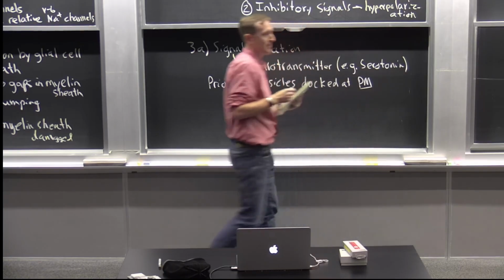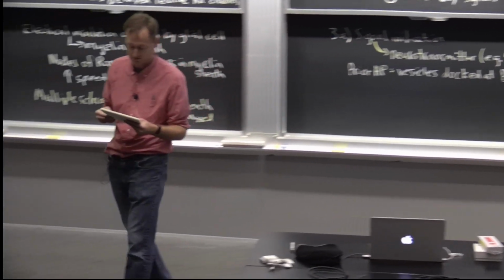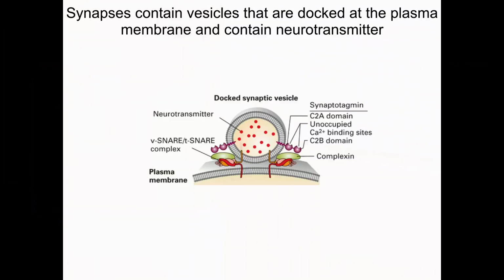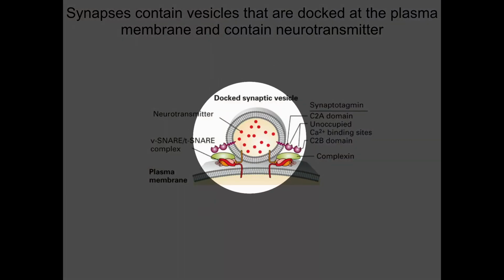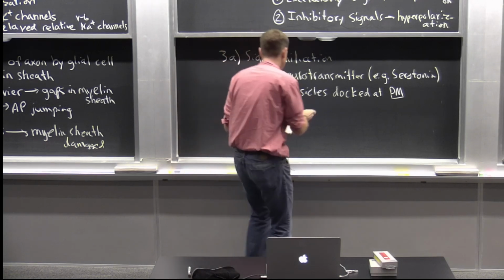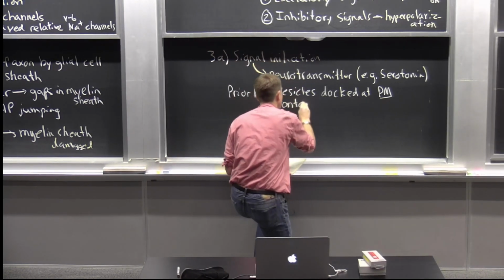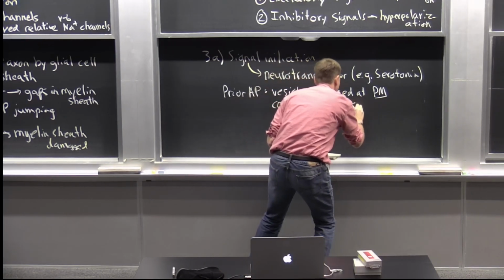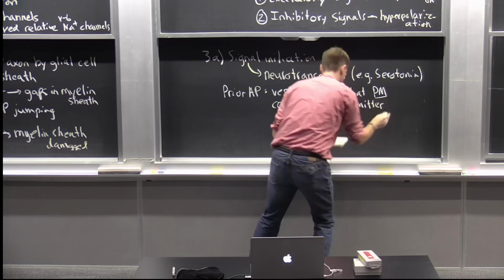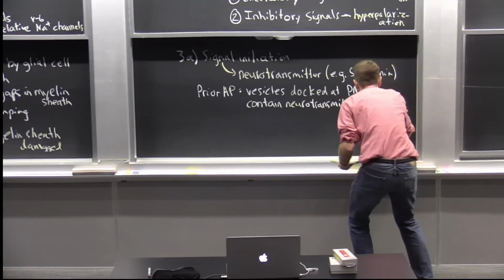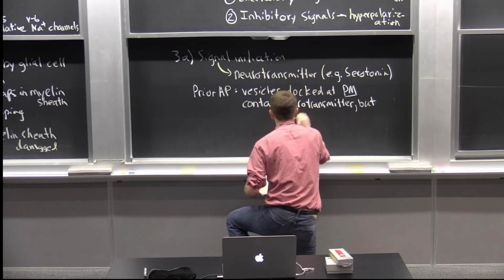I abbreviate plasma membrane PM just so I don't have to write it out, okay? So these contain neurotransmitter, right? But you see in this docked vesicle, the neurotransmitter is in red, and it can't get out if that vesicle does not fuse with the plasma membrane. So these contain neurotransmitter. But at this point, the vesicles haven't fused.